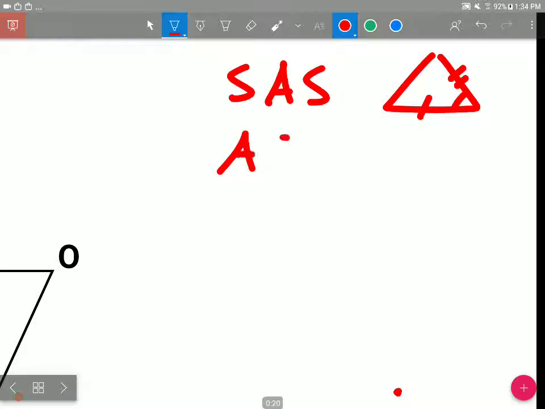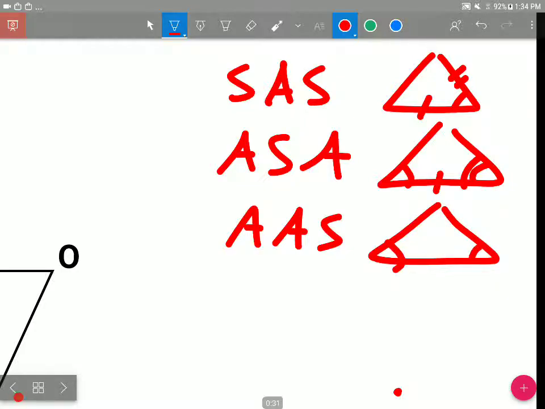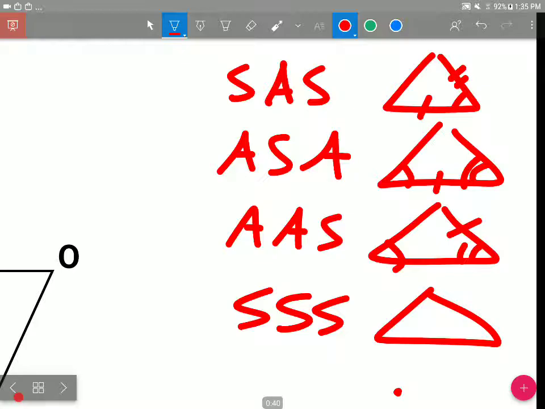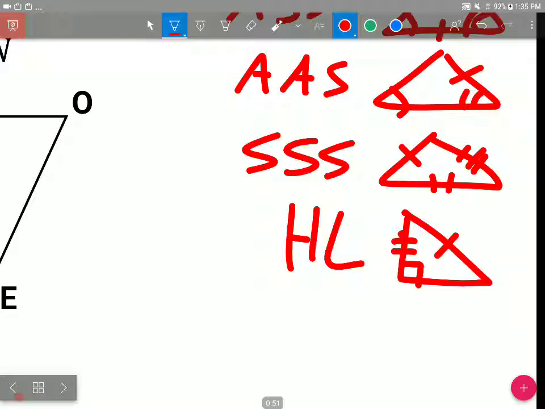You have angle side angle, which is two angles with the side in between them. You have angle angle side, which basically means I have two angles and the side is not between them. You have side, side, side, which means all three sides are matched. And then you have the hypotenuse leg, which again, just because it has a right angle, you got a hypotenuse and a leg. Just because you have a right angle does not mean that's it.